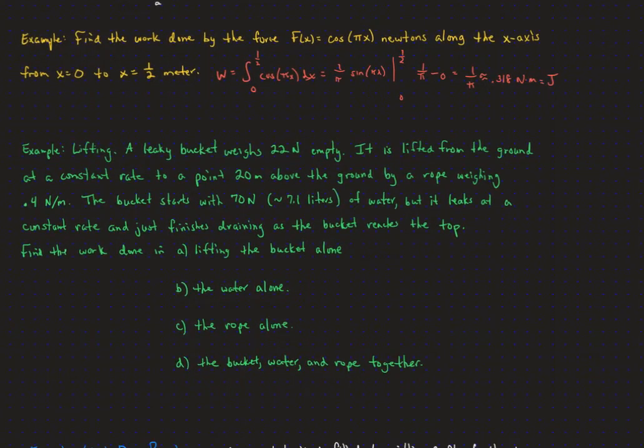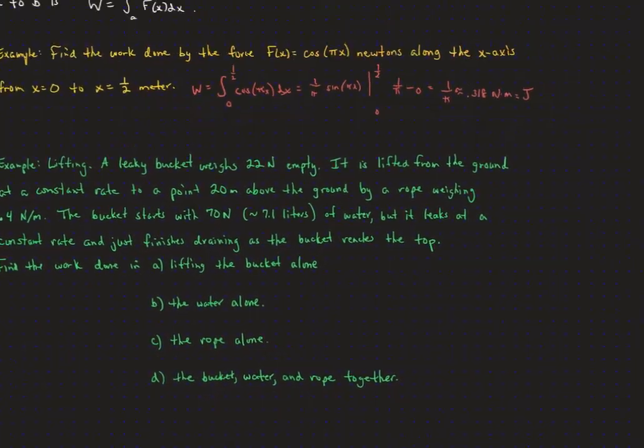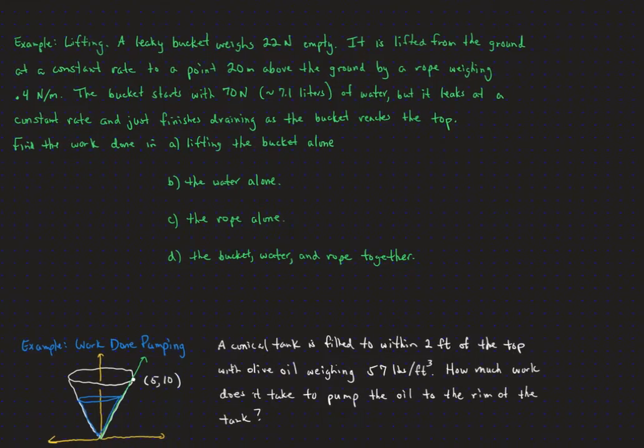Okay, now we're going to take on a big challenge. So we're going to try to do some lifting. A leaky bucket weighs 22 newtons empty. It is lifted from the ground at a constant rate to a point 20 meters above the ground by a rope weighing 0.4 newtons per meter. The bucket starts with 70 newtons, that's about 7.1 liters of water, but it leaks at a constant rate and just finishes draining as the bucket reaches the top.